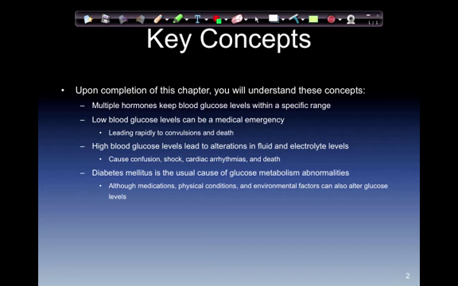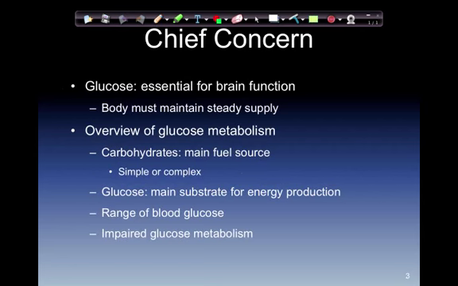Diabetes mellitus is the usual cause of glucose metabolism abnormalities, although medication, physical conditions, and environmental factors can also alter glucose levels. Chief concern. Glucose is essential for brain function. The body must maintain a steady supply. Too much or too little is detrimental. An overview of glucose metabolism.